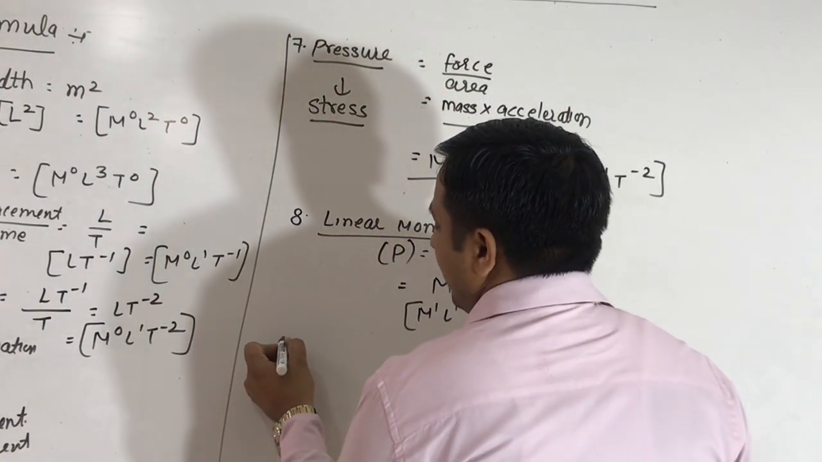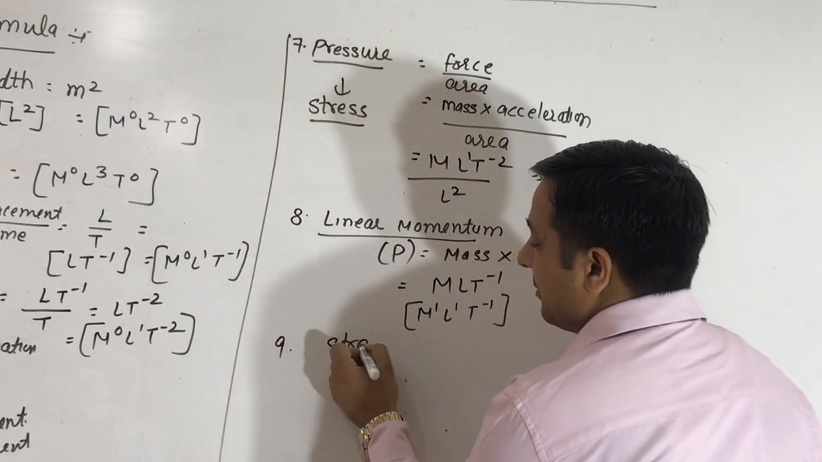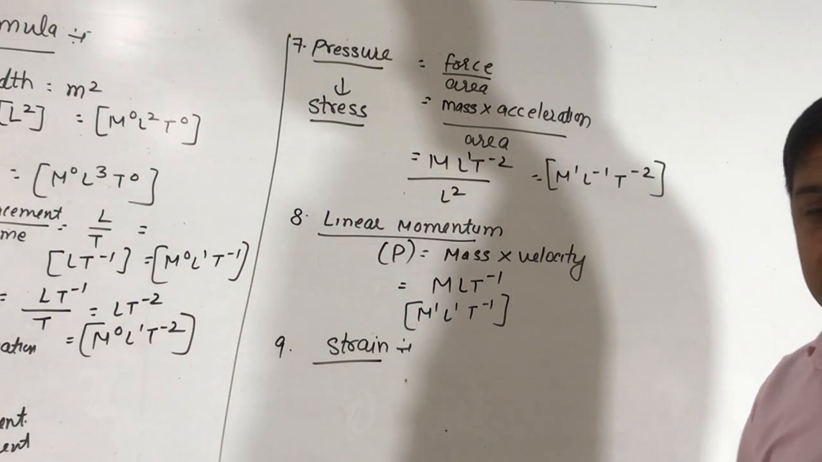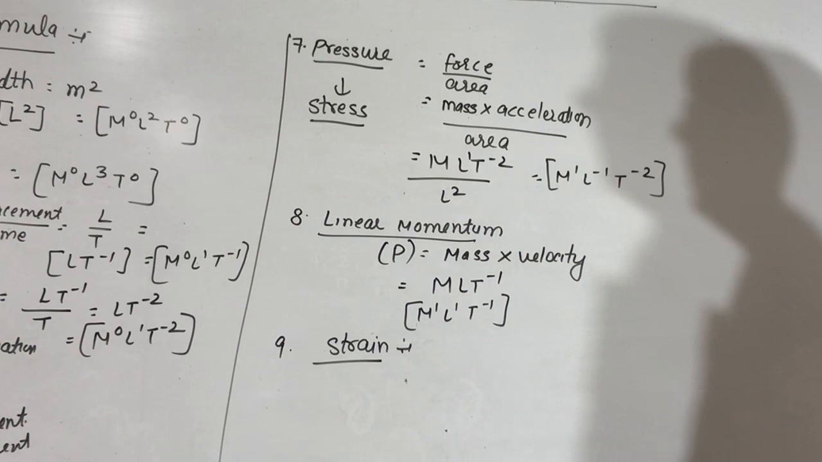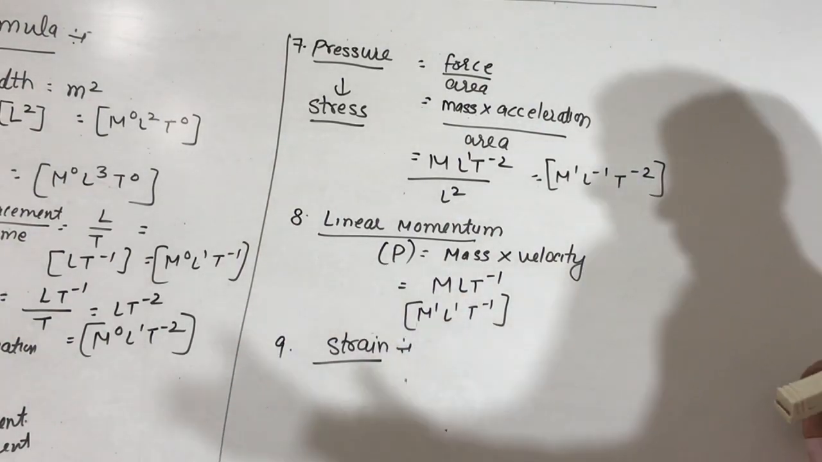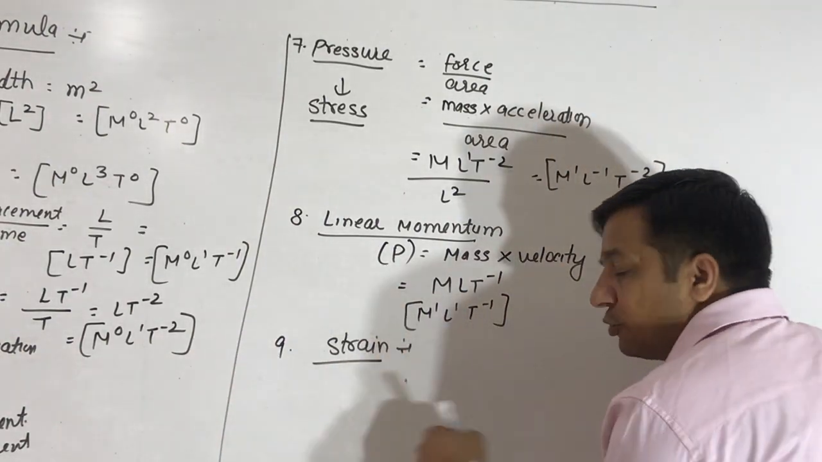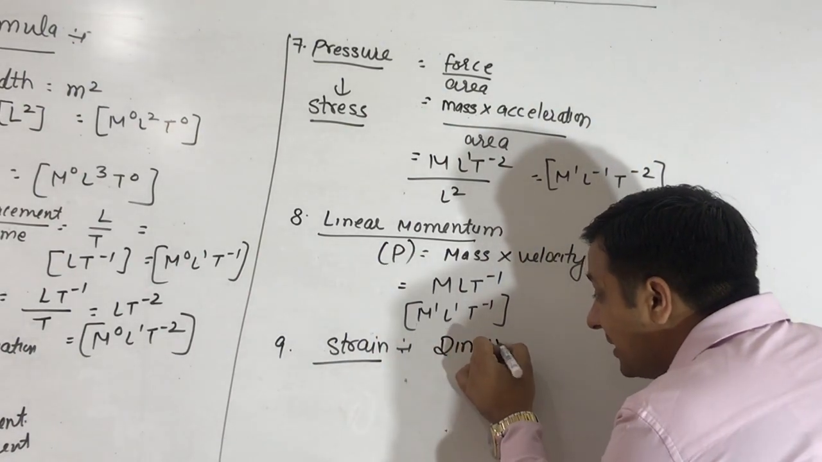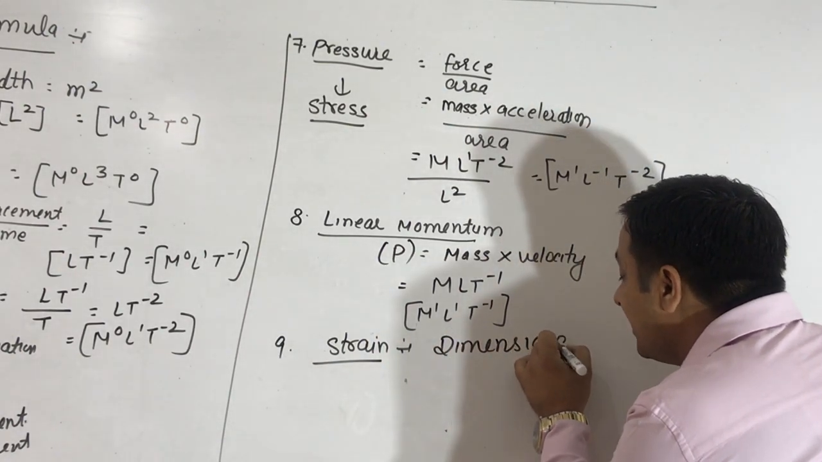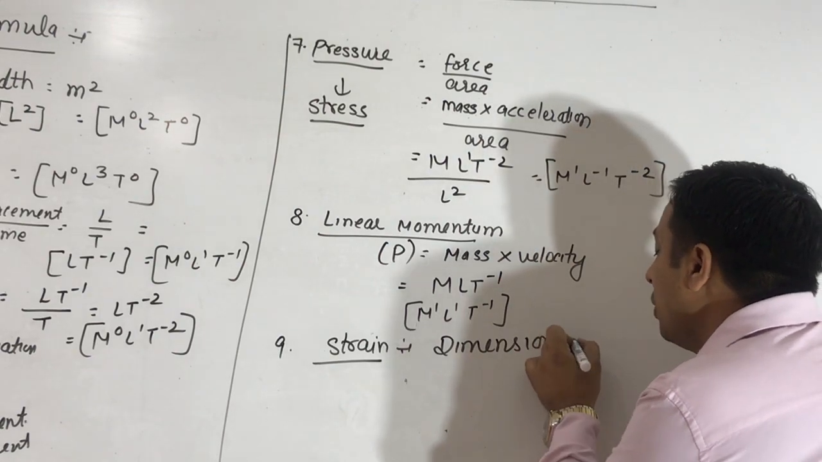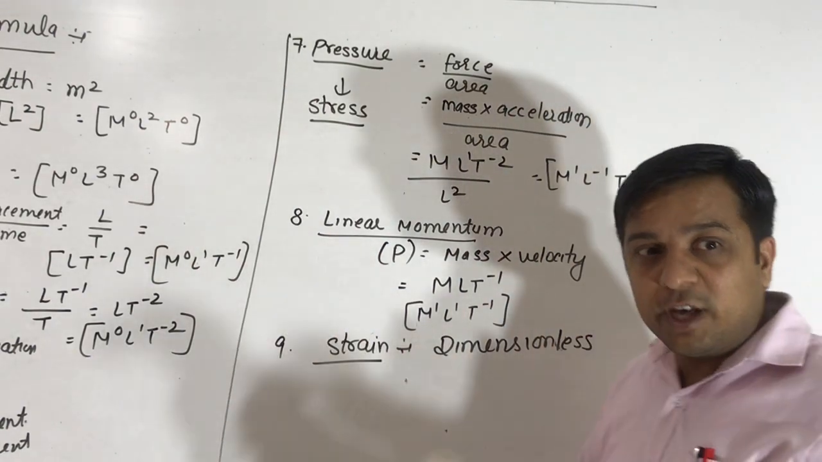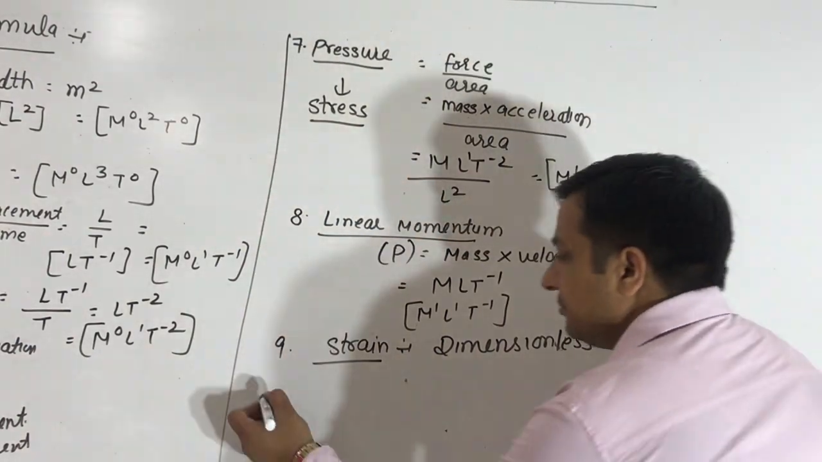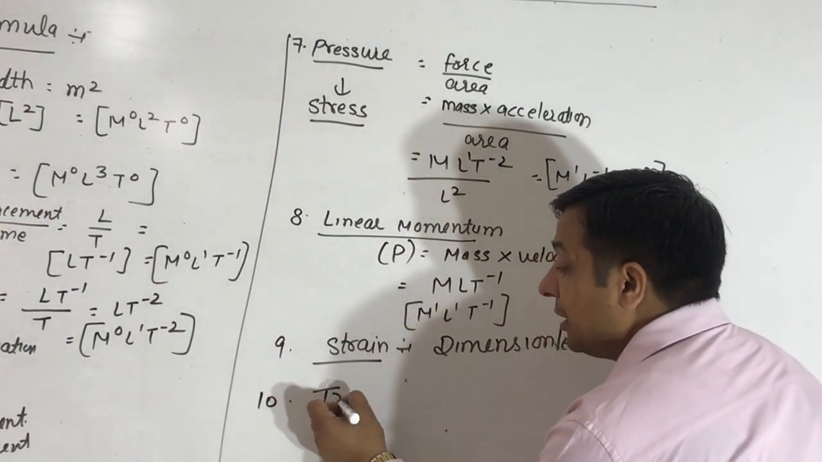Next, strain. Always remember strain is change in dimension upon original dimension. You will study it in properties of bulk matter, or sorry, bulk properties of matter. Strain is dimensionless, meaning it has no dimension. Strain has no dimension. Stress has the dimension of pressure. Trigonometric function.